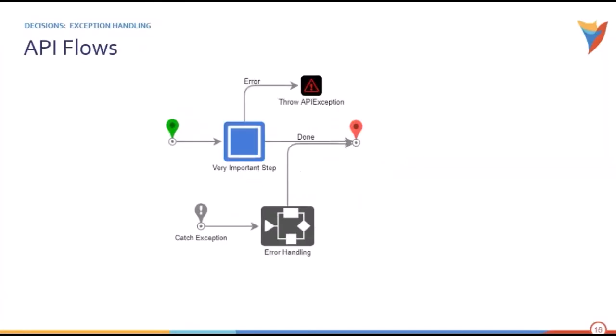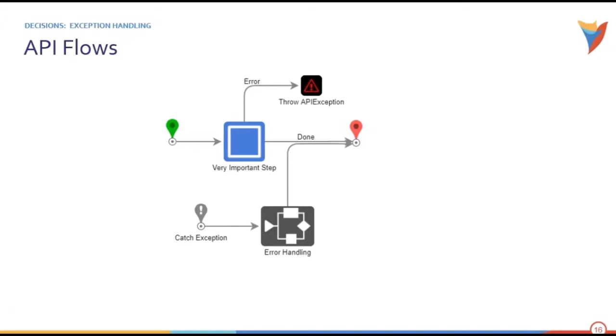Next is the API flows. A common practice with flows designed to be called as a service is to use a throw API exception step. This step allows us to return a status code and a message back to the calling system. Keep a note that the throw exception or the throw API exception will be caught by a catch exception step. The best practice is to contain all your logic and error handling in a subflow.